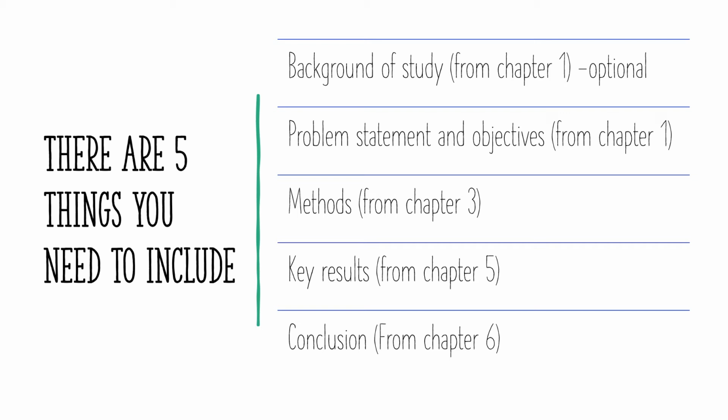And then you talk about the key result. What would be the key result of your research? Maybe this model actually achieved 60% accuracy or something like that. It's only the main result of your research. And then you can also include conclusions from your chapter 6, which is maybe your future recommendations, in this abstract as well.